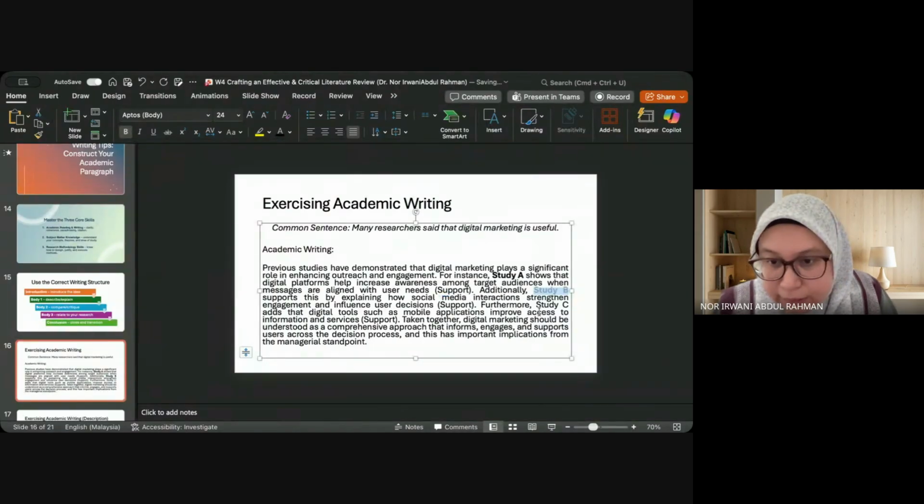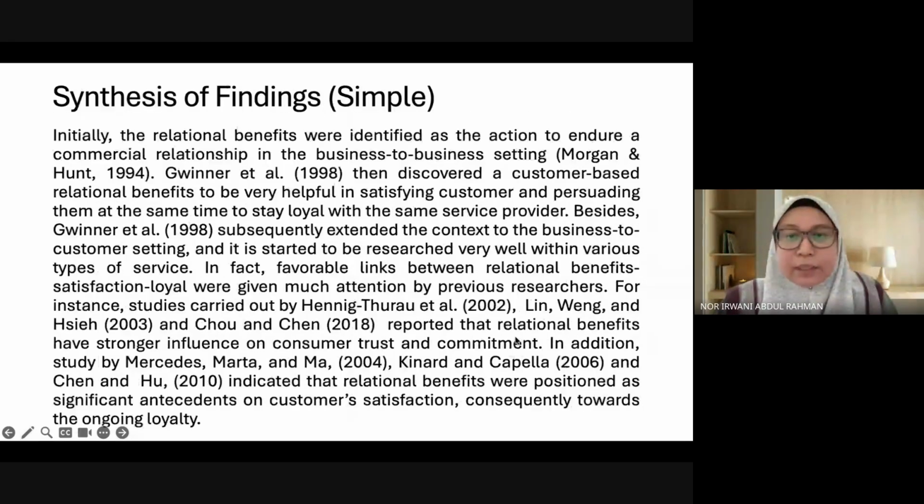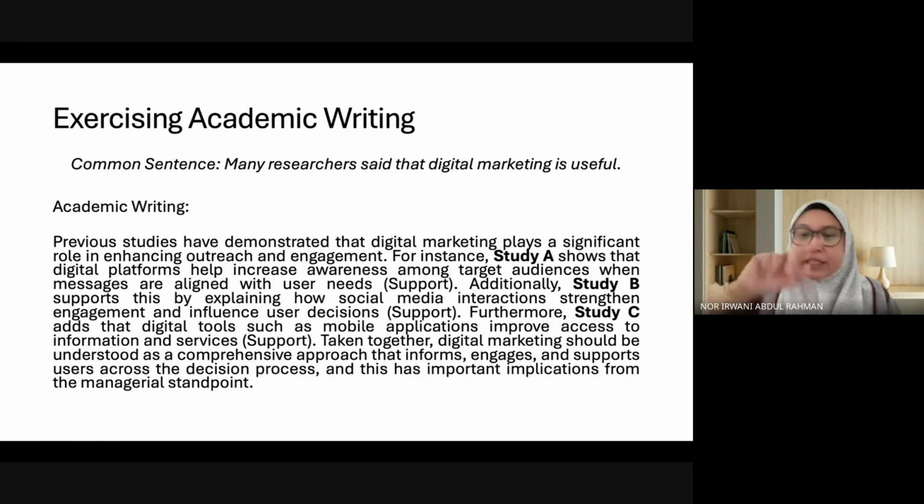I would like to highlight how many studies you refer to in one particular paragraph. Study A, one paper. Study B, one paper. Study C, one paper. Each study describes why digital marketing plays an important role. Instead of important, use significant, crucial. These are academic words.